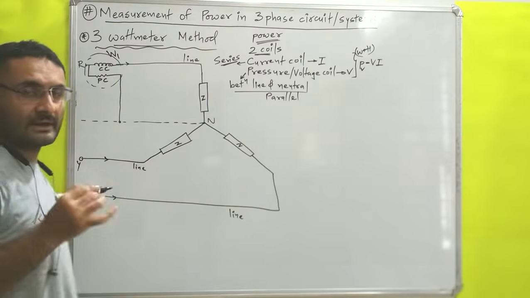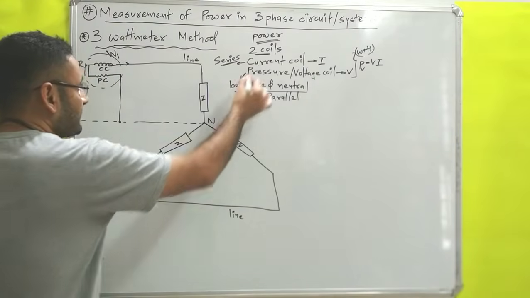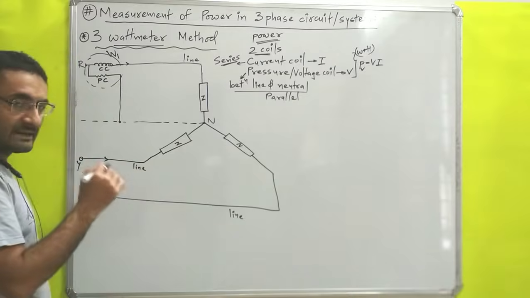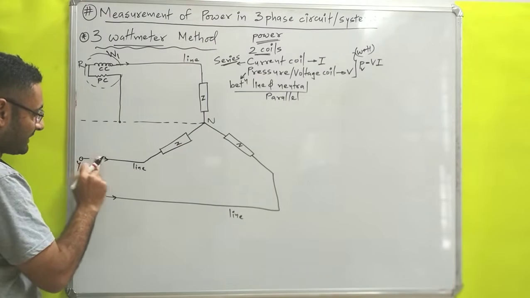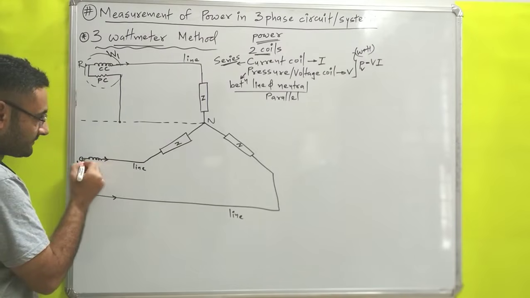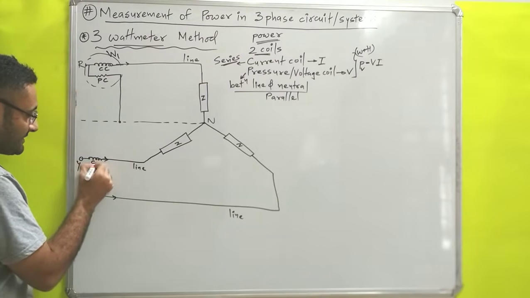Okay. Similarly, you have another wattmeter. That wattmeter has a current coil. So that current coil will be connected in series with that load. So supposing over here I will connect, that is in series with that load. So I will write CC.